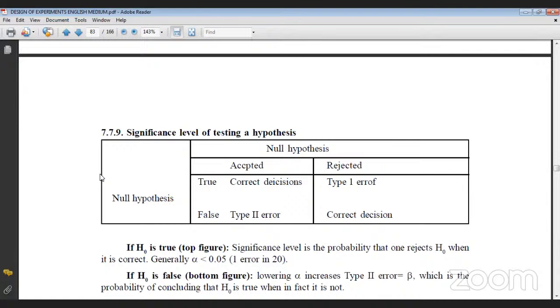Accepted, true, correctly. Rejected, type 1 error. False, type 2 error. Correct decision, rejected.